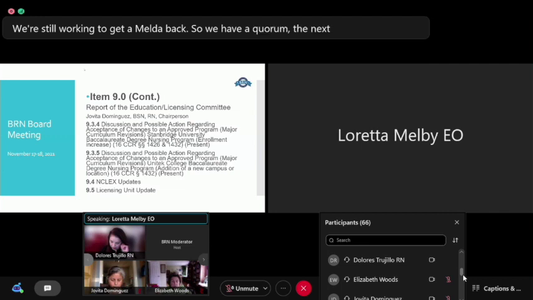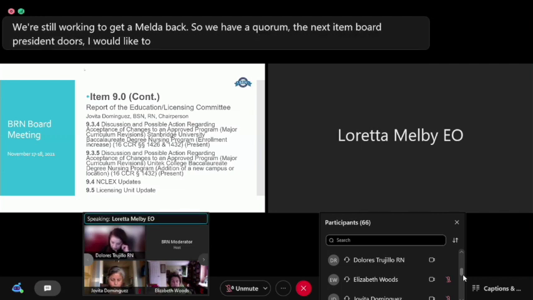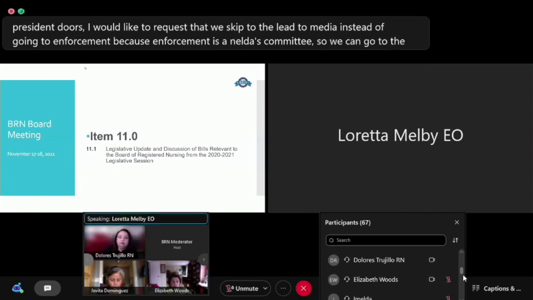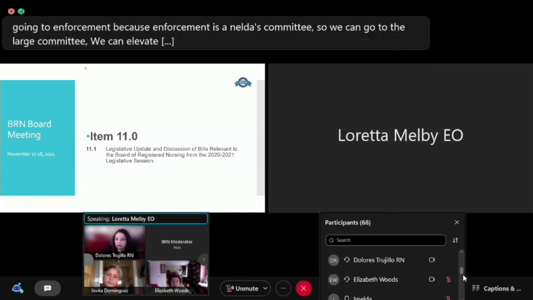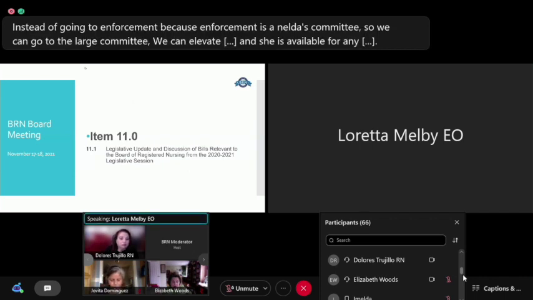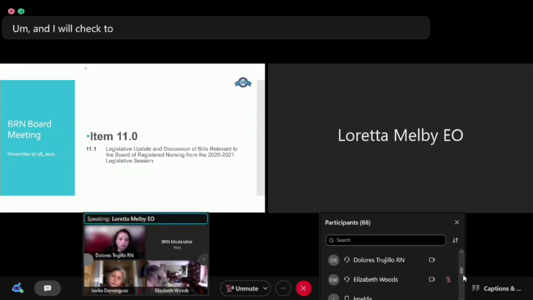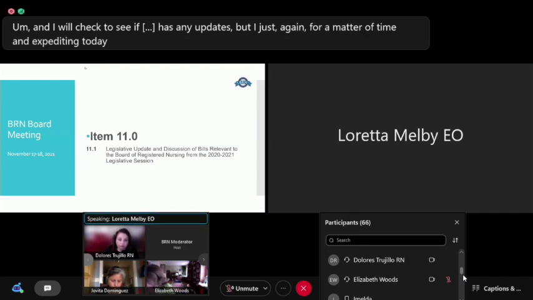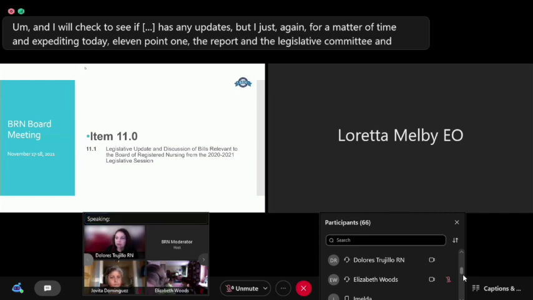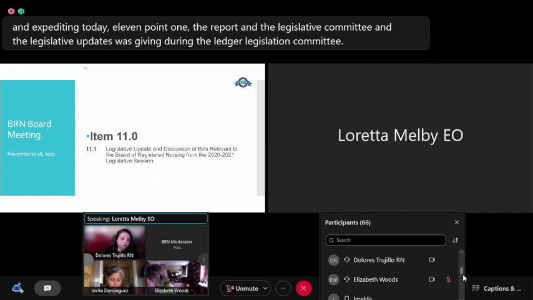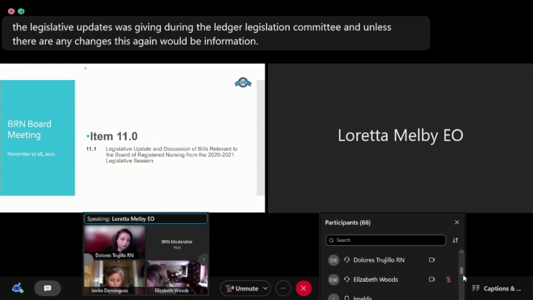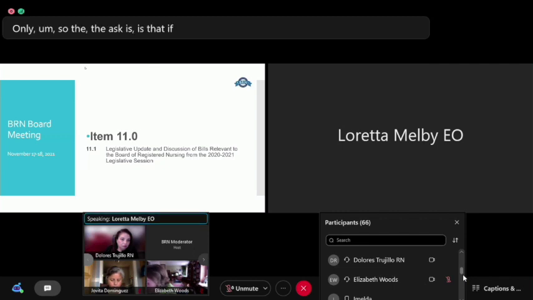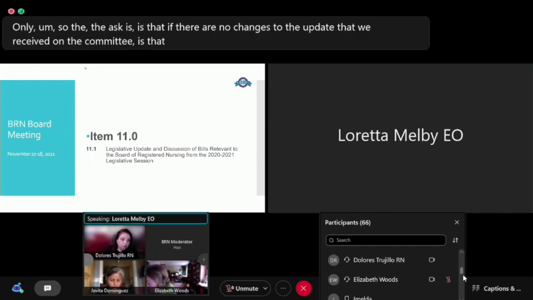The next item, Board President Dolores, I would like to request that we skip to the Ledge Committee instead of going to enforcement, because enforcement is Imelda's committee. So if we can go to the Ledge Committee, we can elevate Gurpreet Kaur, and she is available for any questions. Typically, and I will check to see if Gurpreet has any updates, but for the sake of time and expediting today, 11.1, the report on the Legislative Committee and the legislative updates was given during the legislation committee. Unless there are any changes, this would be information only. So the ask is that if there are no changes to the update we received at the committee, we open it up to discussion with the board and then go to public comment.